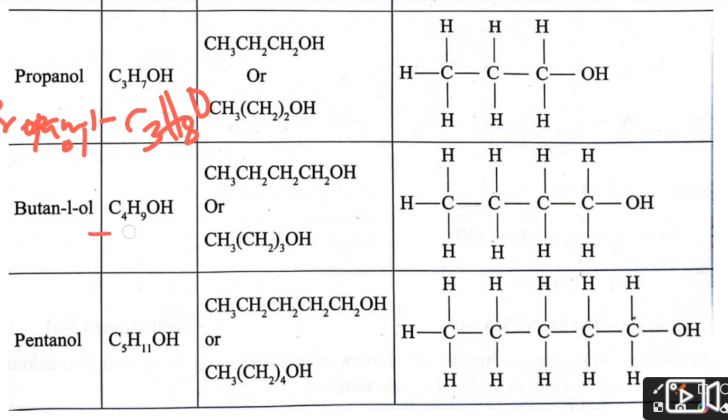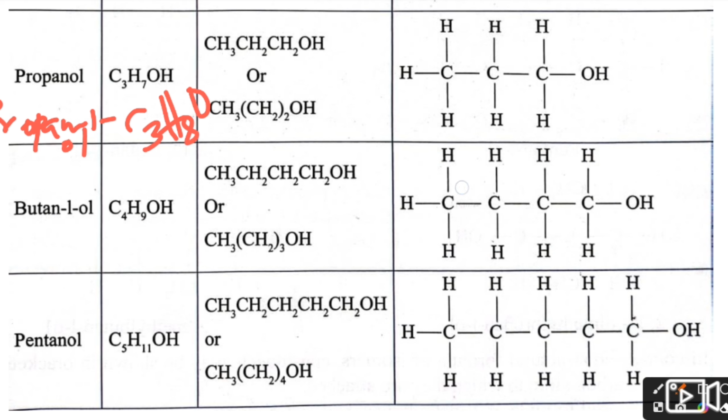The molecular formula will be C4H9OH. If you don't want to show the functional group, you can write C4H10O. So the open structural formula will be, we are supposed to have 4 carbons, the way you see. Then we are supposed to have 9 hydrogens: 1, 2, 3, 4, 5, 6, 7, 8, 9. Then we are going to end with the functional group, that's the OH group.